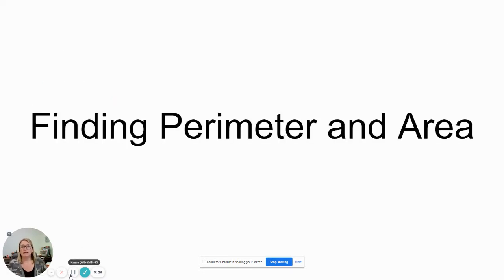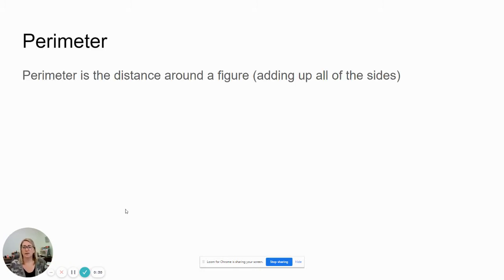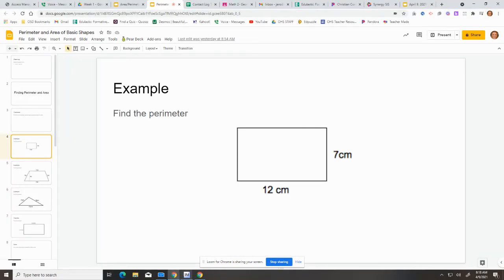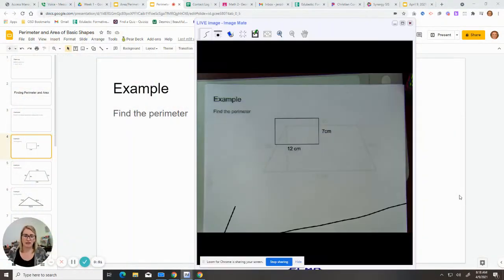All right, so like I said, we're going to start with just basic perimeter and area. Okay, so just a refresher on vocab. Perimeter is the distance around a figure, so basically adding up all your sides. And so we're going to work through a couple of examples. So if this is a rectangle and we would need to find the perimeter, we would need to recognize that there are sides of a rectangle that are similar.